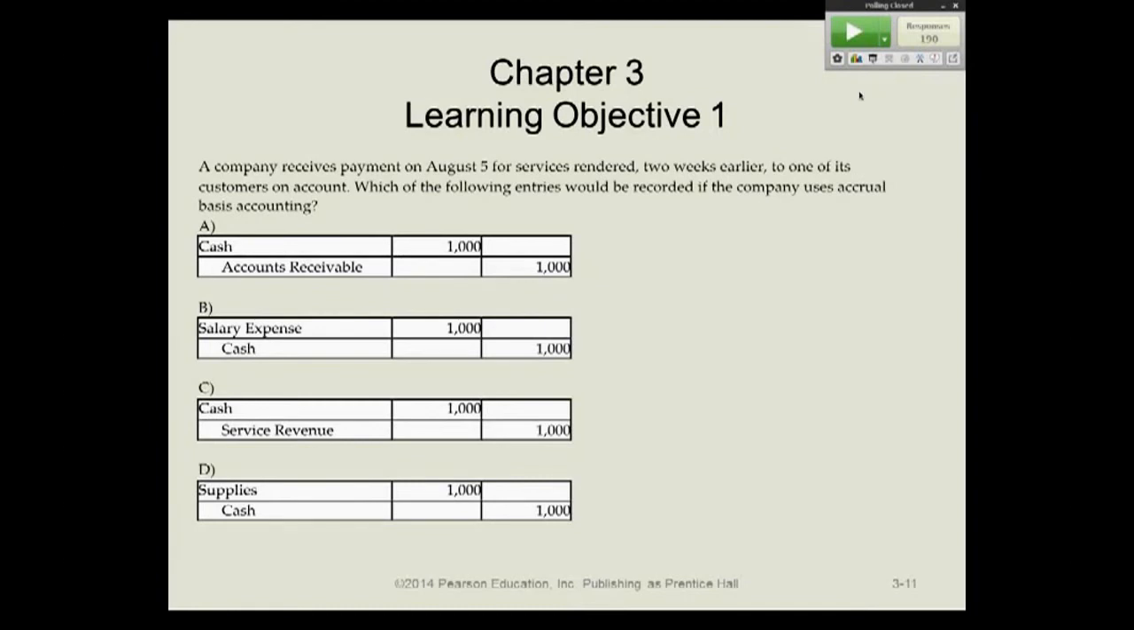If you're on an accrual basis, it means that in the month that you provided the service, you had an entry made to record the sale. So let me make sure, and the answer is A to this one. Let me make sure you see that.